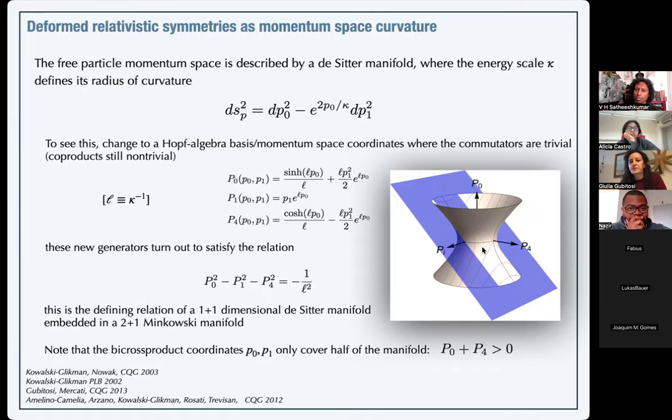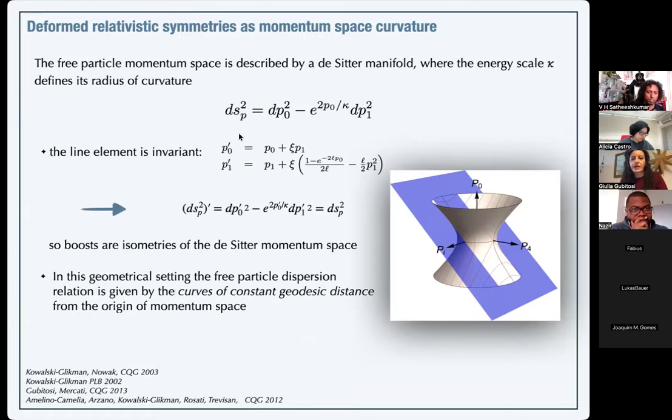And the curvature of this de Sitter manifold is given exactly by the deformation scale kappa, so by the Planckian scale. I see that I am running a bit late with time, so I'm not going to discuss the details of this. You can check out the slides if you are interested in learning more. I just want to say that in this perspective, the relativistic invariance properties of the model can be seen from the fact that the line element of the de Sitter manifold in momentum space is invariant under the action of the boost that we described before.